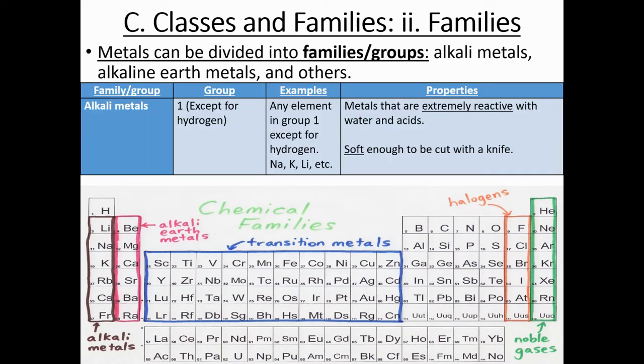So you do need to know the properties of the various families and groups. The first one I want to go over are the alkali metals. They are in group 1, except for hydrogen. Remember, that's a non-metal, so that's not an alkali metal. So lithium, sodium, potassium, so on and so forth, going all the way down, those are alkali metals.